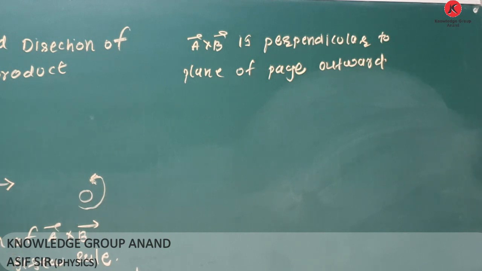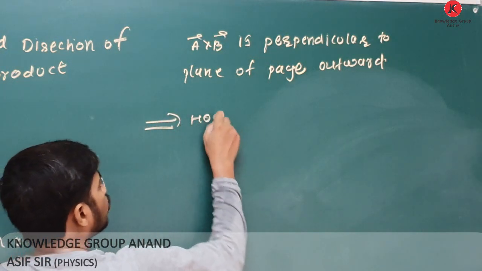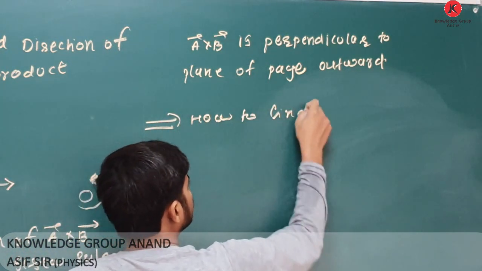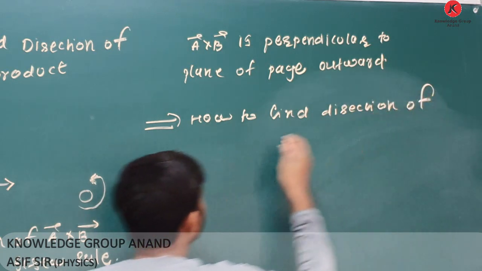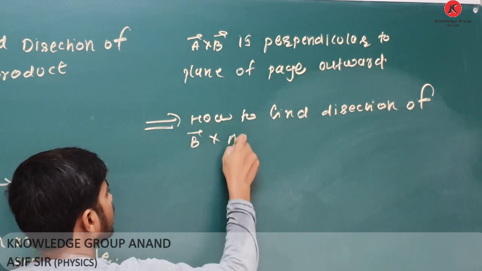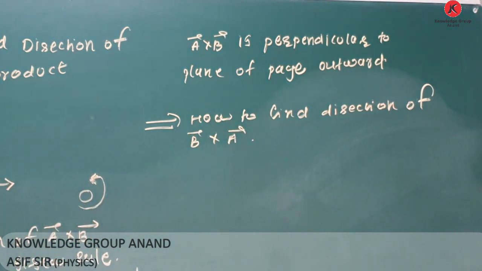How to find the direction of B cross A? Hello students, you have to use the same method. See, here it is, vector A and vector B. How to find the direction? First of all, put your hand in the direction of the first vector. The first vector is vector B.